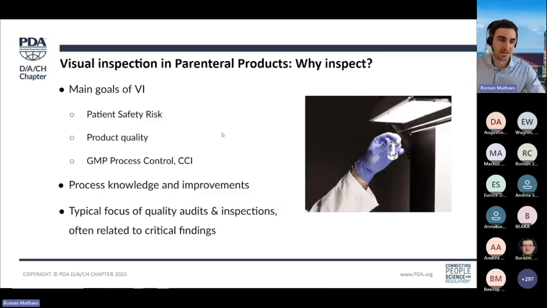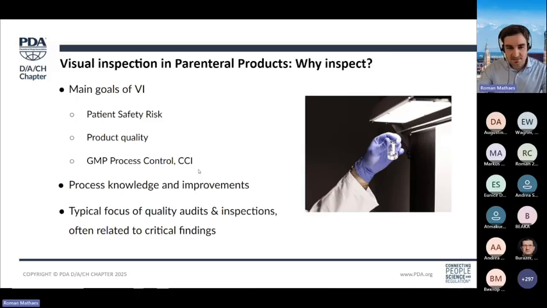Why do we inspect? Visual inspection typically has a dual function. It's an essential process of the pharmaceutical manufacturing process, but also quality control. On the one hand, it has the purpose of ensuring product quality and patient safety, and on the other hand, ensuring GMP process control.